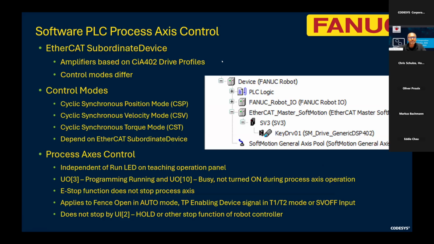subordinate device. It's important that we note that with process access control, this operation is asynchronous with respect to robot motion. That is, for example, the run LED is independent, program running and busy are not tied to process access operation. E-stop functions will not stop the process access. A fence open or switching to T1 or T2 mode will also not impact the operation along with the servo off input. And likewise, the hold function has no impact on the process access.